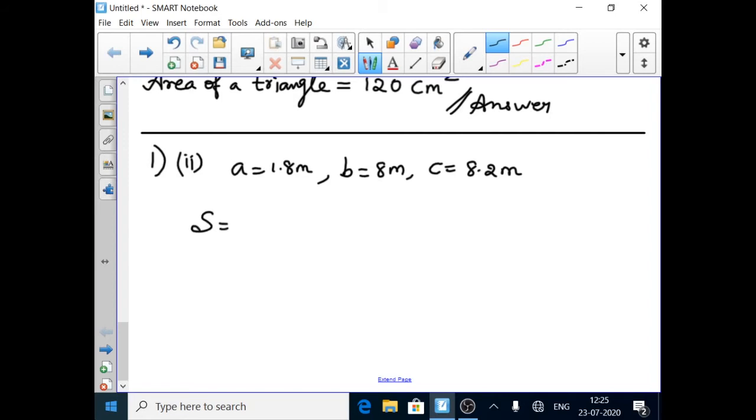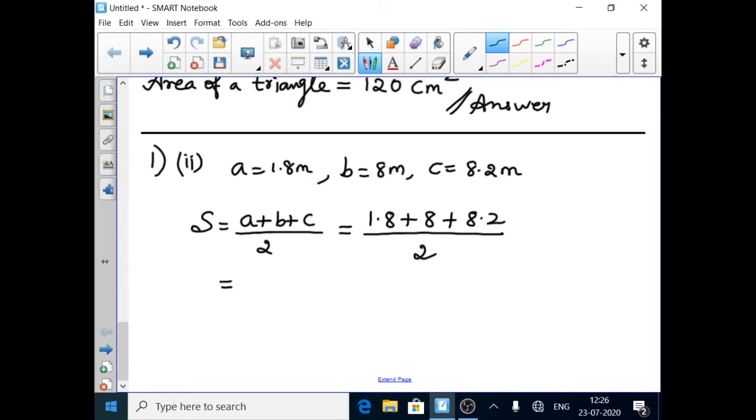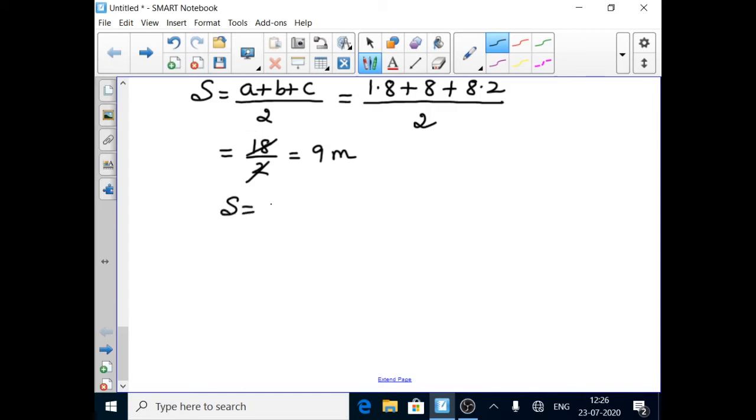Okay, so S is equal to A plus B plus C divided by 2. So what do you get? A is equal to 1.8. 1.8 plus 8 plus 8.2 divided by 2. So what do you get? 1.8 plus 8.2 means you will get 10. 10 plus 8 is equal to 18. So 18 divided by 2 get cancelled. You will get 9. So 9 centimeter. Sorry, 9 meter. So therefore S is equal to 9 meter.